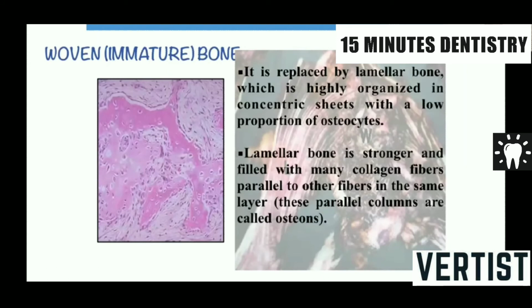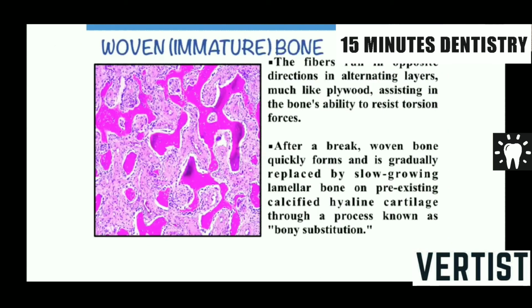It is quickly replaced by the lamellar bone, which is highly organized in concentric sheets with a low proportion of osteocytes. The lamellar bone which forms from there is stronger and is filled with many collagen fibers parallel to other fibers in the same layer. So you have this woven bone, which may quickly break down, because in lamellar bone the fibers run in opposite directions in alternating layers, much like plywood, and this assists the bone's ability to resist the torsion forces.